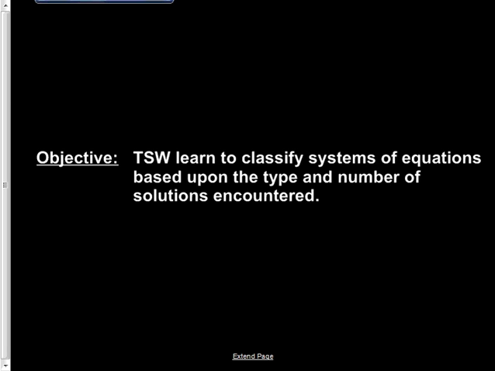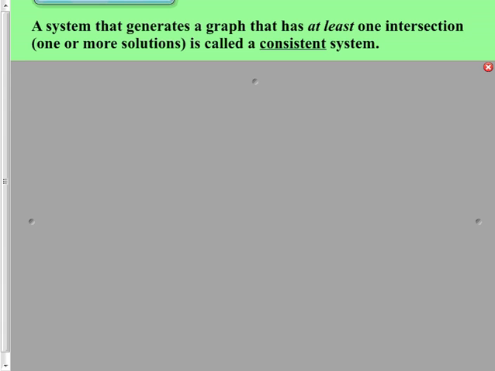Now, as the objective suggests, we are beginning to explore the possibility that systems may intersect each other more than once, or possibly not even at all. So let's have a look at the different classifications that there are based upon these possibilities. A system that generates a graph that has at least one intersection, which will mean at least one solution, is what we call a consistent system.